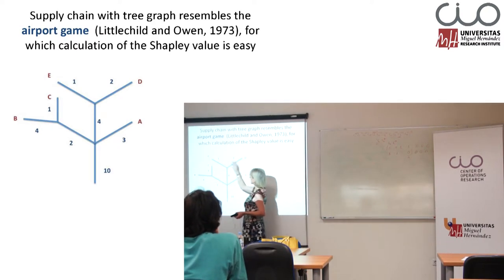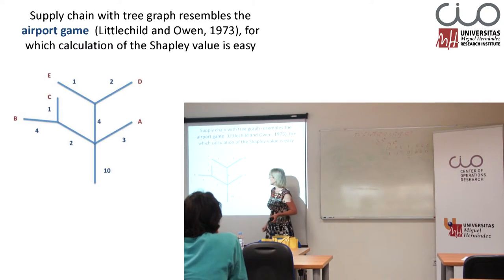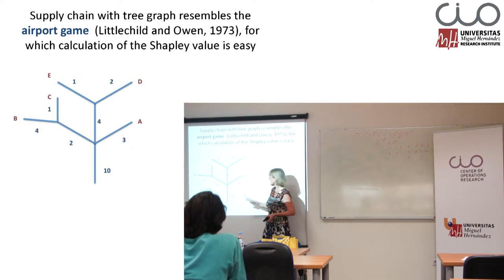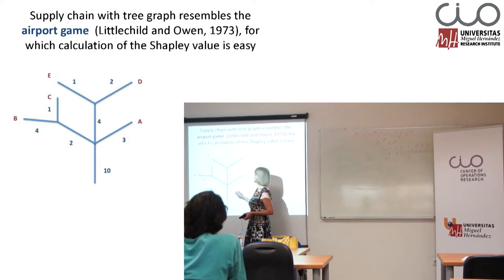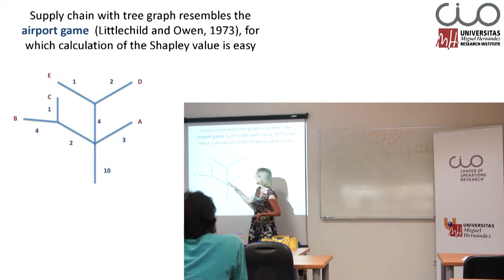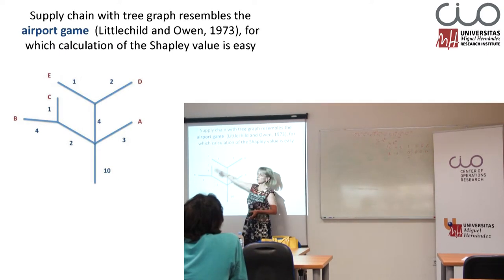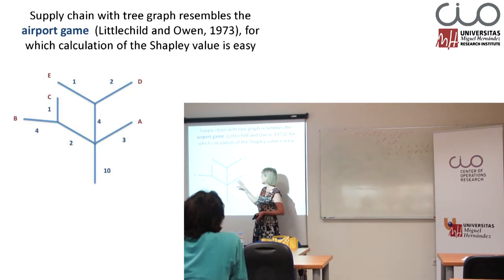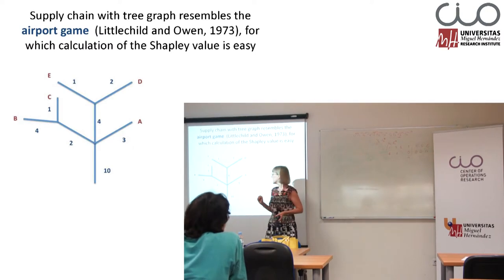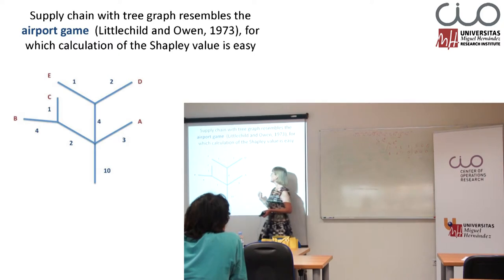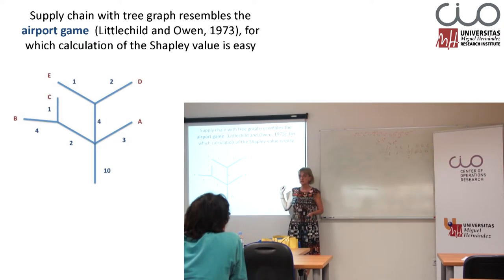So suppose this is an airport landing area, and these are runways. When the airplane lands, all the airplanes land here, and then company A, let's say Lufthansa, goes this side. Let's say Iberia and Vueling, they go this side. So Iberia goes here, Vueling goes here, and so on. Each of these is a different airline company. Some parts are used by more airlines, some parts are used by fewer airlines. And there is a cost involved in maintaining each of these runways. And the question is, how should the cost be allocated?